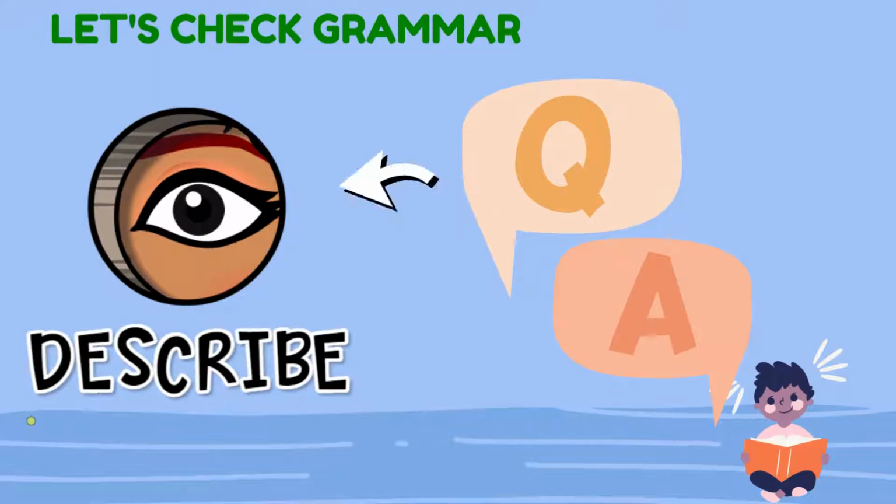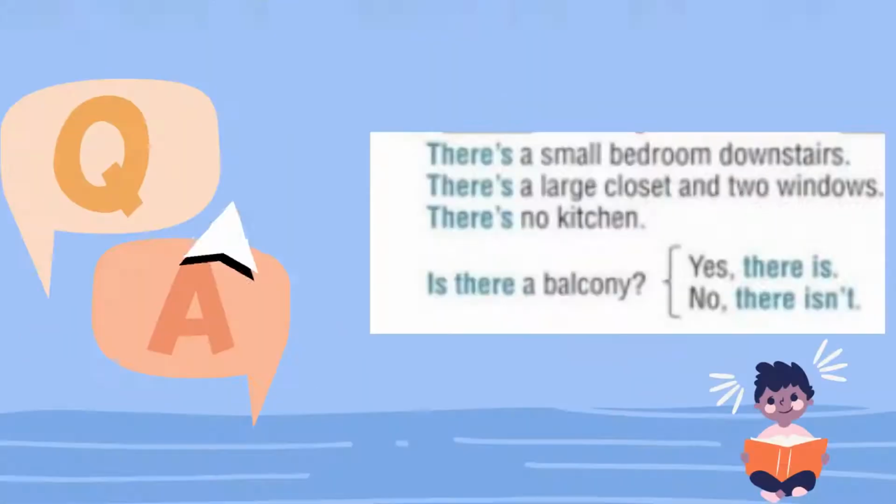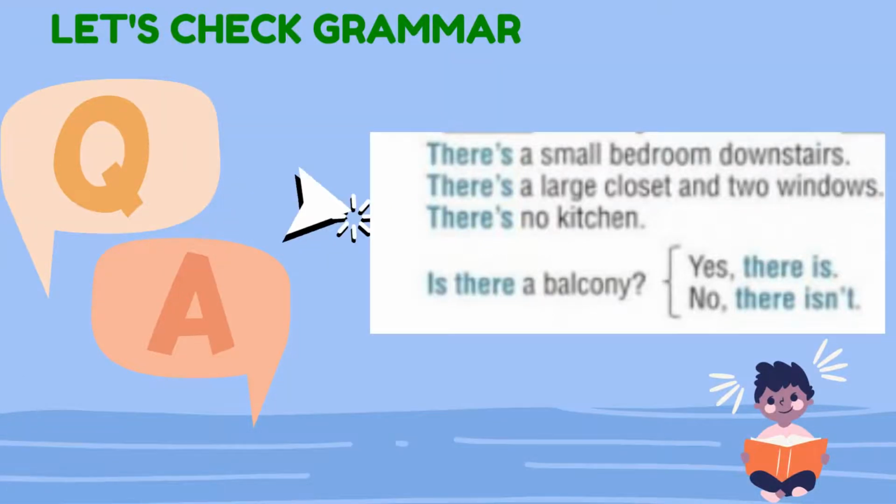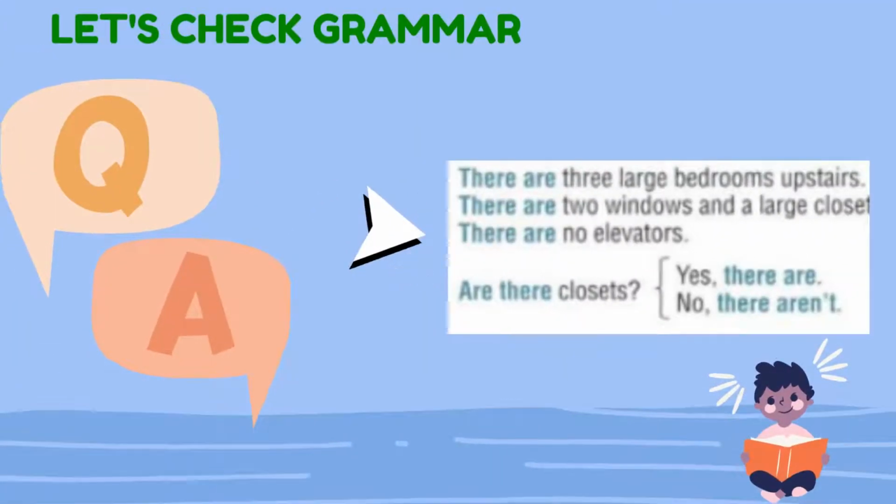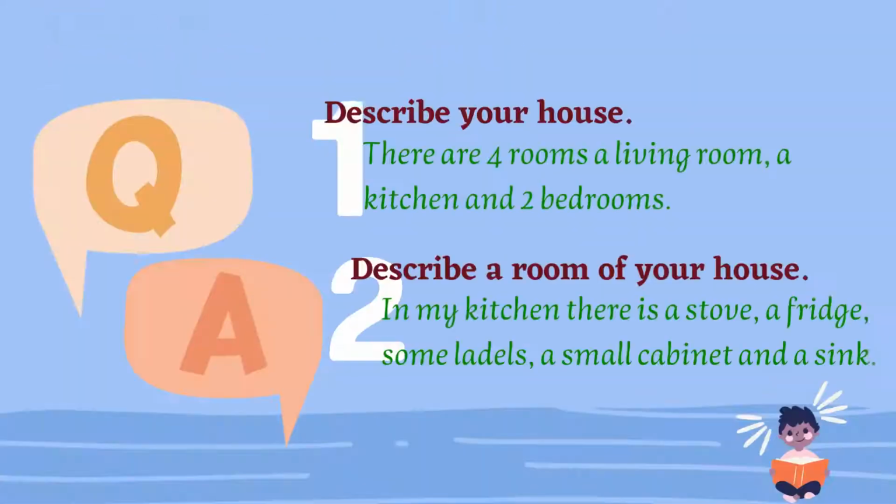In the exam, there are a few questions asking you to describe. You can use there is or there's to respond about singular nouns, like the one in the example. There is a small bedroom downstairs, or there's no kitchen. You may also use there are to respond about plural nouns, like the ones in the example. There are 3 large bedrooms. Remember that there is no contraction for this one.